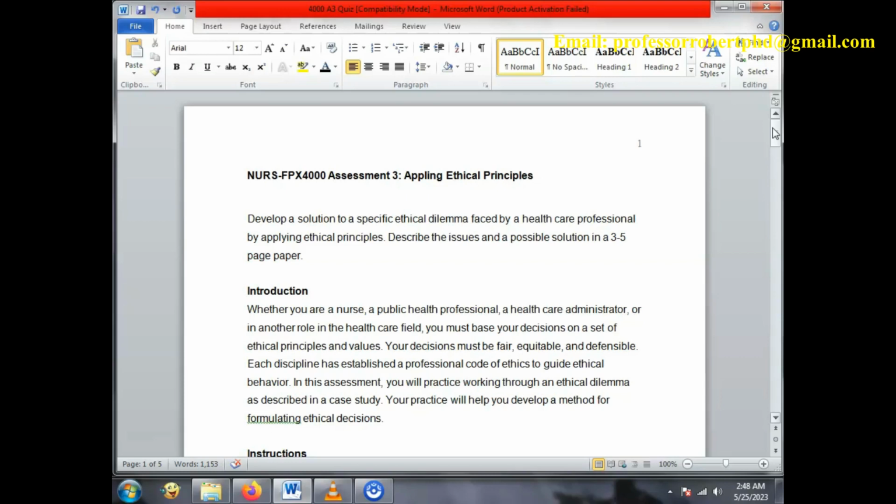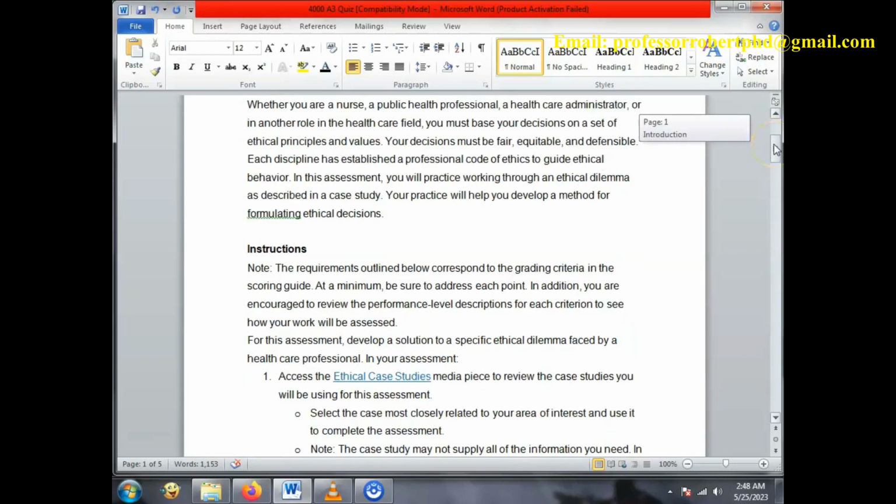Introduction. Whether you are a nurse, a public health professional, a healthcare administrator, or in another role in the healthcare field, you must base your decisions on a set of ethical principles and values. Your decisions must be fair, equitable, and defensible. Each discipline has established a professional code of ethics to guide ethical behavior. In this assessment, you will practice working through an ethical dilemma as described in a case study. Your practice will help you develop a method for formulating ethical decisions.